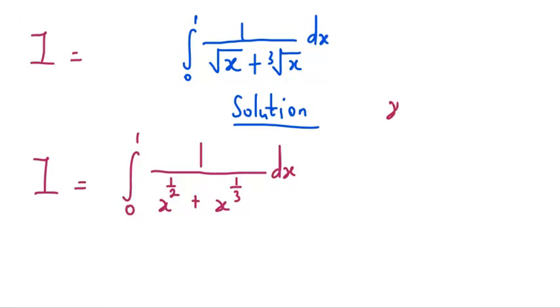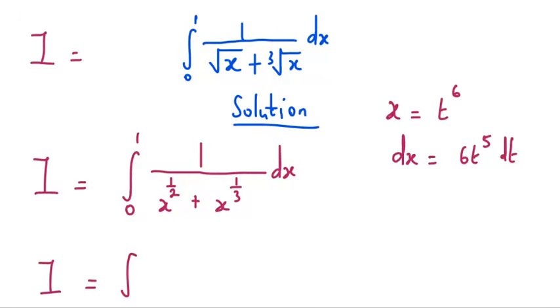So if you let x equal t raised to the power of 6, then differentiate both sides to get dx equal to 6t to the power of 5 dt. You get the idea? So our I in terms of t is going to be equal to the integral. Now remember, when x is approaching 0, t will be approaching the 6th root of 0, that is 0, right? When x is equal to 1, t will be approaching the 6th root of 1, which is 1.